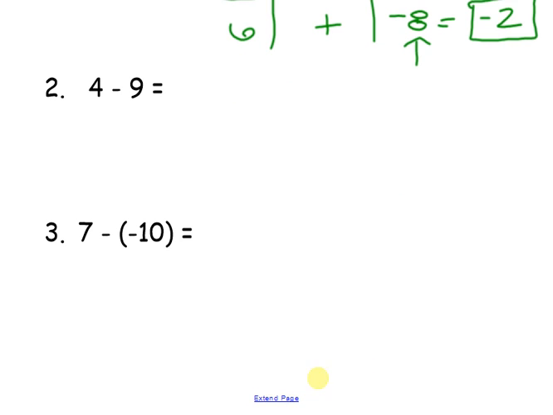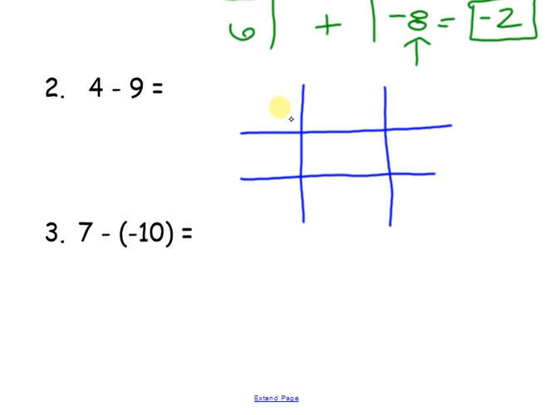All right, let's try another one right here. I'm going to set up my tic-tac-toe board. All right, so in the first line, I'm going to input my problem, 4 minus 9. Across the center row, I'm going to put keep, change, change, or KCC, and now I'm going to go vertically to solve. Keep the 4, change the minus to a plus, change the +9 to a -9.